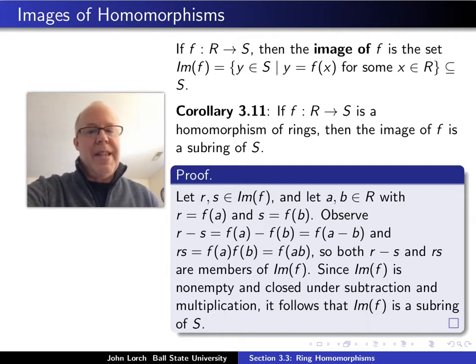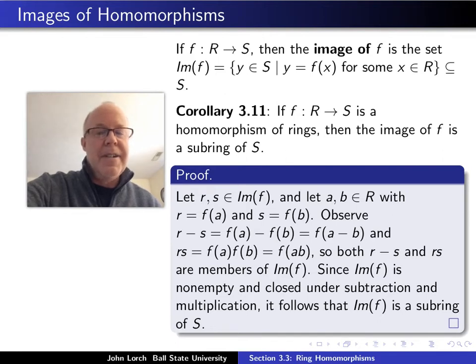So that means that r minus s is f of something, and therefore r minus s is again in the image of f. Similarly, r times s is f of a times f of b, but then remember that f is a homomorphism, and that means that f of a times f of b is exactly the same as f of a times b. Therefore, r times s is f of something, and therefore r times s is again in the image of f.